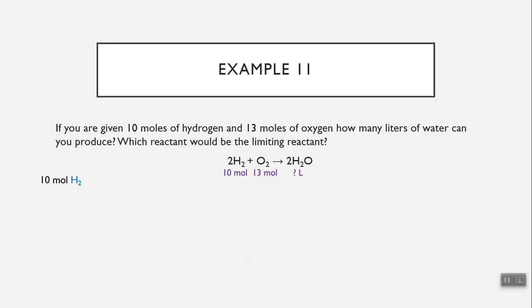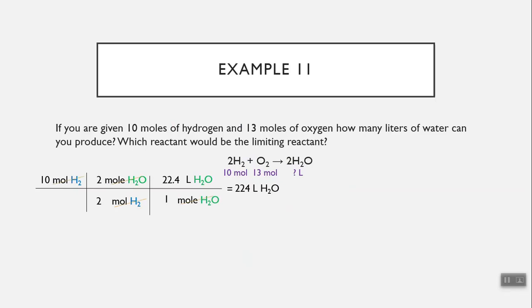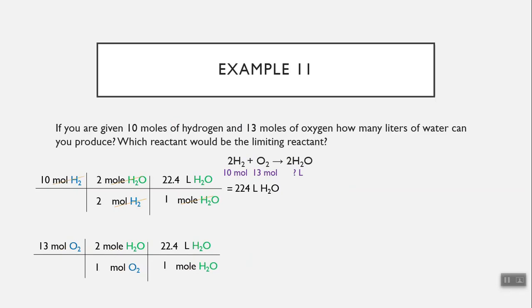So I'm going to start off one with 10 moles of hydrogen, trying to find liters of water. Okay, so we're going to set that up, and it looks something like this. You get 224 liters of water from this setup. And we're going to do it again, right? But this time we're going to do it with 13 moles of oxygen. So your setup looks like this with an answer of 582 liters of water.